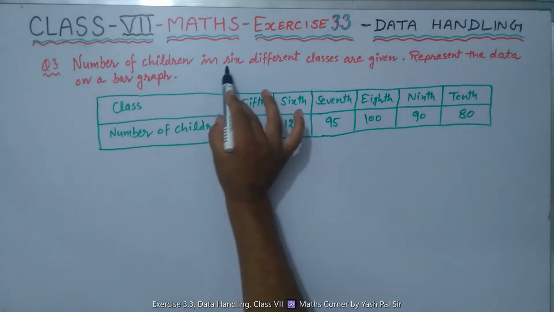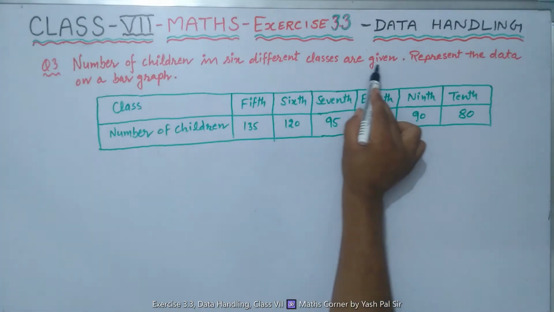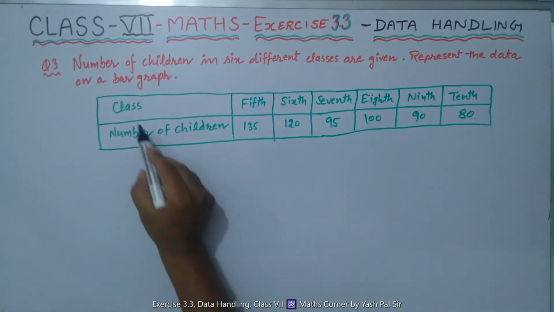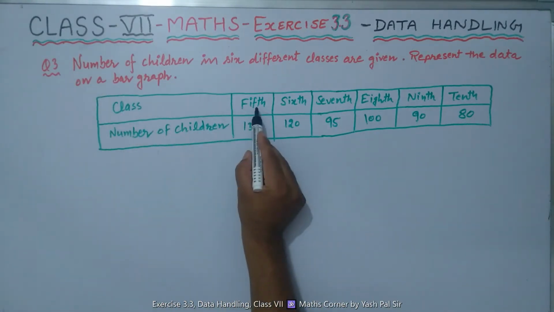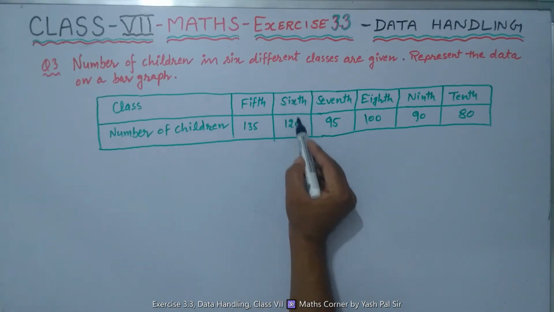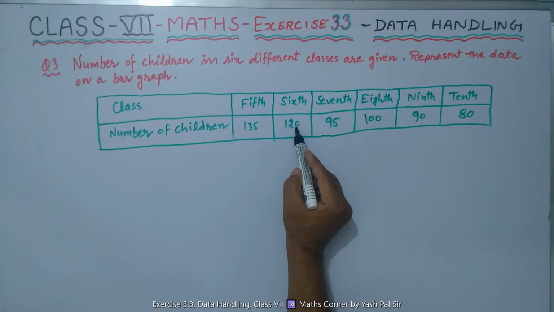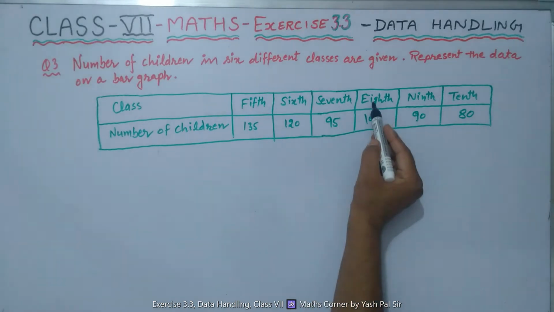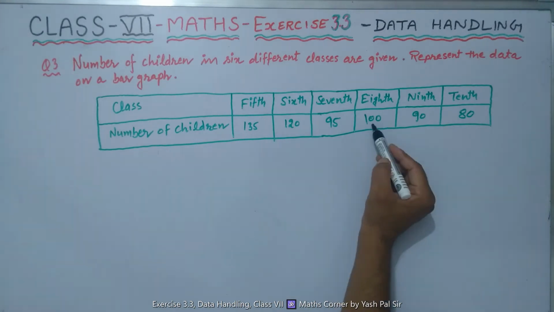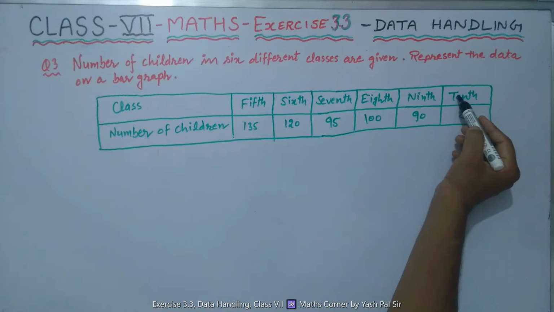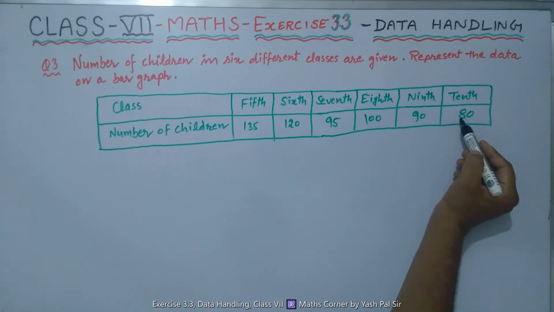What is there in question number 3? The number of children in 6 different classes are given. Represent the data on a bar graph. The classes are given: 5th class 135 students, 6th class 120 students, 7th class 95 students, 8th class 100 students, 9th class 90 students, 10th class 80 students.